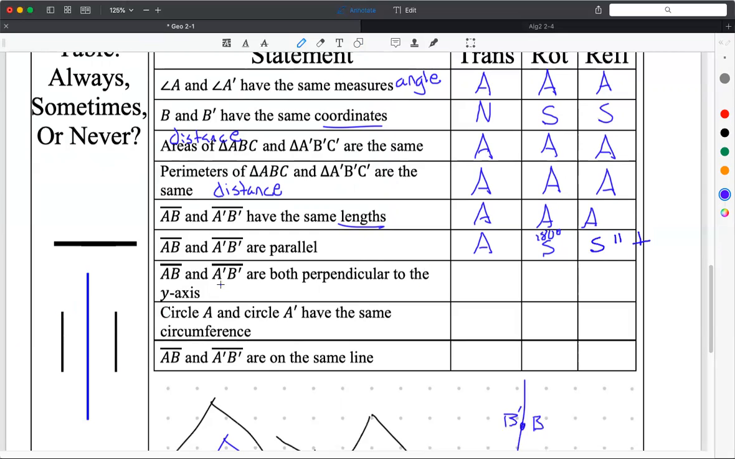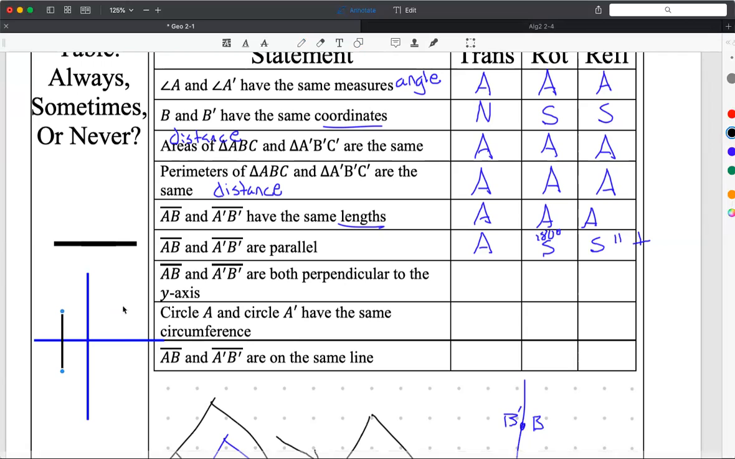A, B, and A prime, B prime are both perpendicular to the y-axis. Okay, so really what this question is saying, if they're both perpendicular, that means they're both parallel, they're both the same slope, I guess I'm saying. So let's go ahead and draw out a graph that looks like this. And ignore these lines here and here. Okay, so there's my coordinate plane, right?